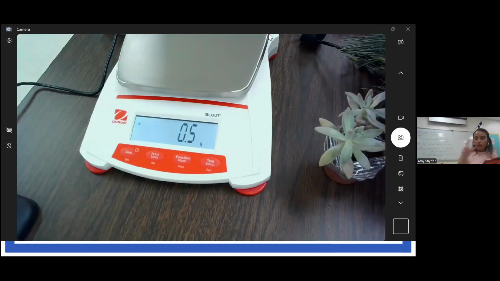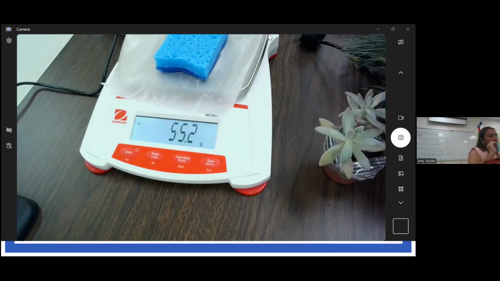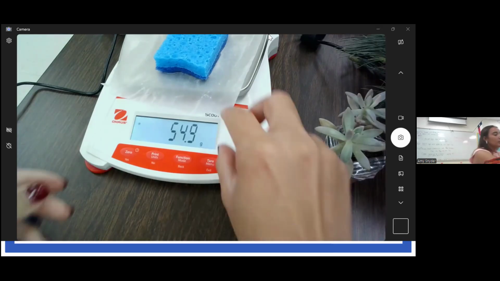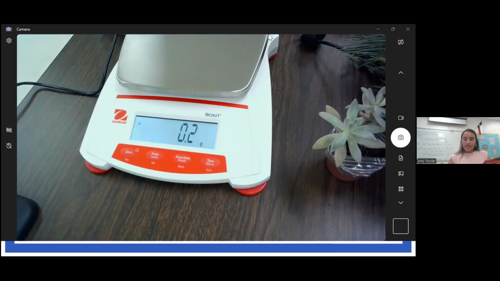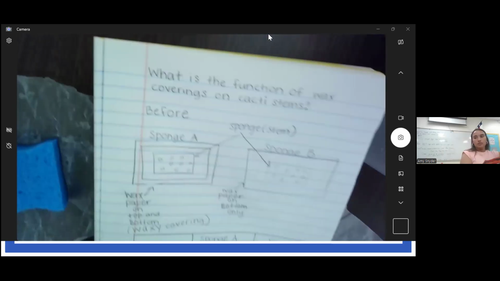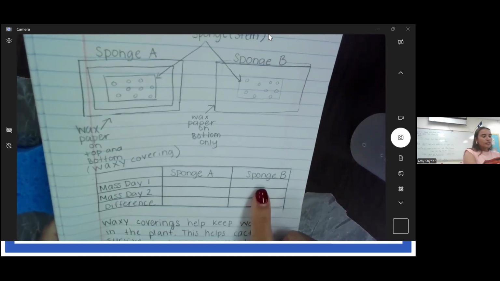So 56.3. And then the next one, 55.2. And it's okay if they're a little bit different because remember, we're focusing on the difference. So how much water was lost. And so it's okay if they're a little bit different in the masses. We're really going to focus on the difference on the second day. So you would have the students record the masses in their data table. There we go. So they record the masses in their data table here for day 1.